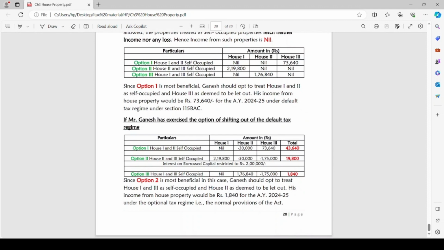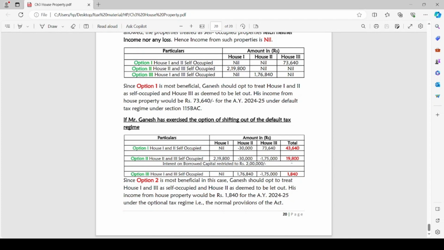So, the income from house property 1 is 2,19,800, loss from house property 2 will be 30,000 and loss from house property 3 will be 1,75,000, which is interest on borrowed capital restricted to rupees 2 lakh only. Since the amount is less than 2 lakh, we are taking the whole interest on borrowed capital as deduction under section 24B. If we set off these amounts, the total income from the house property under option 2 will be rupees 19,800.